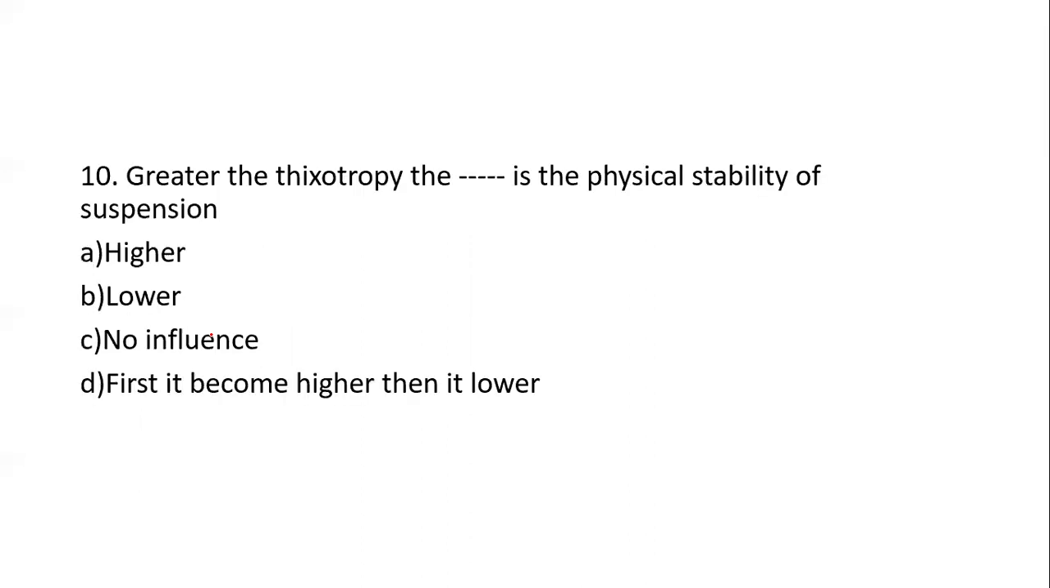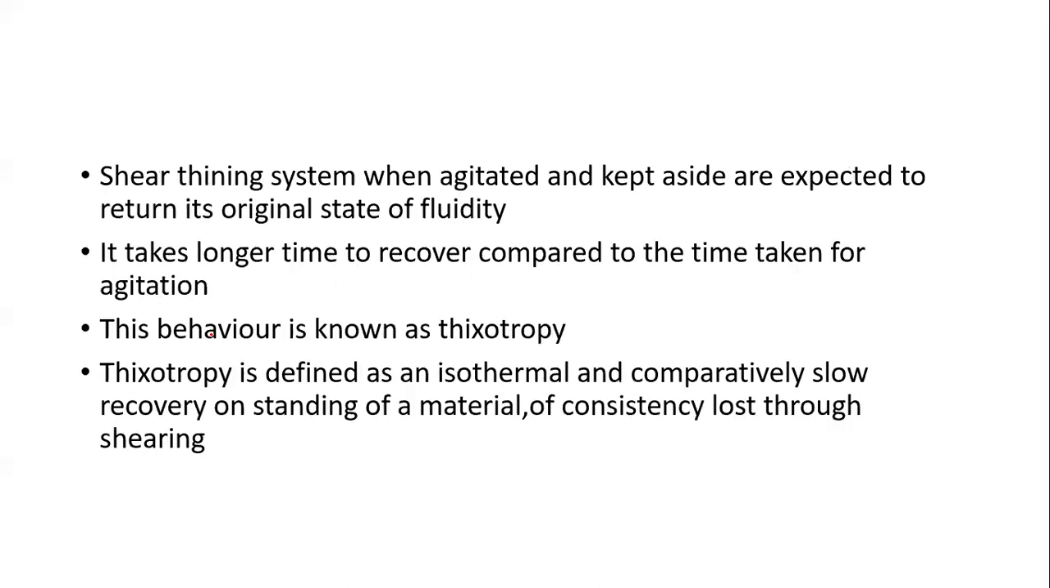Next question. Greater the thixotropy, the dash is the physical stability of suspension. Option A higher, option B lower, option C no influence, option D first it becomes higher, then it becomes lower. So greater the thixotropy, the higher is the physical stability of suspension. Shear thinning system. So this is known as thixotropy.